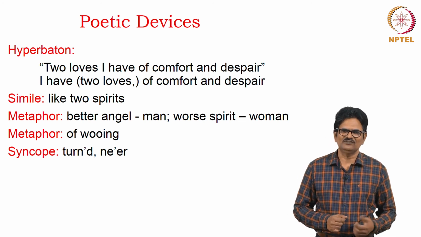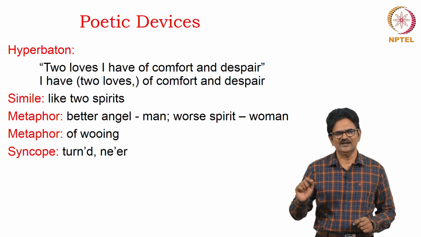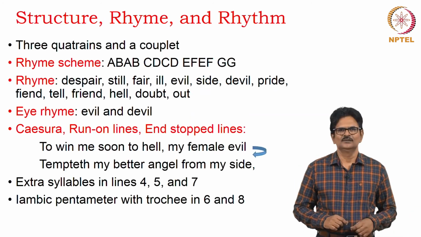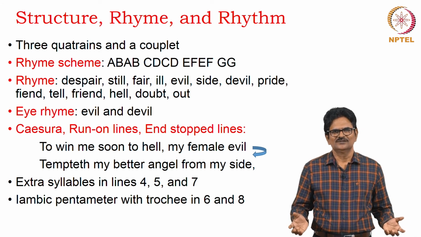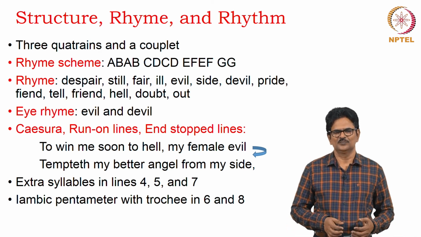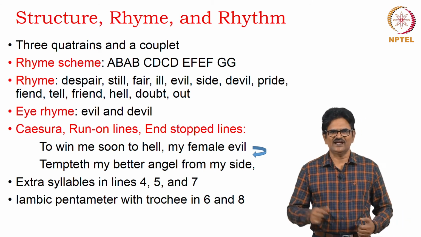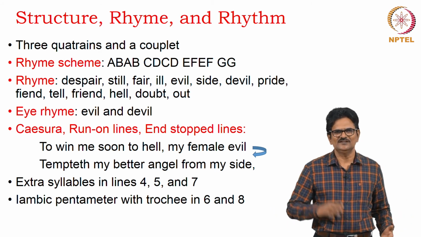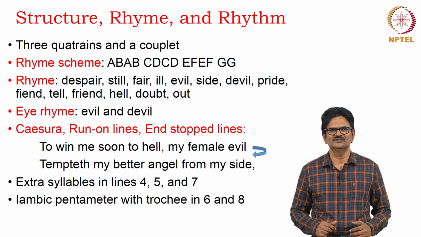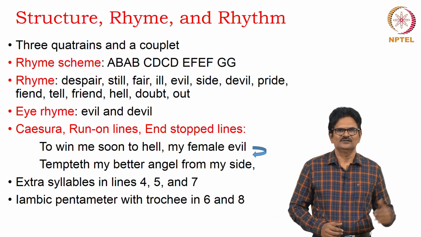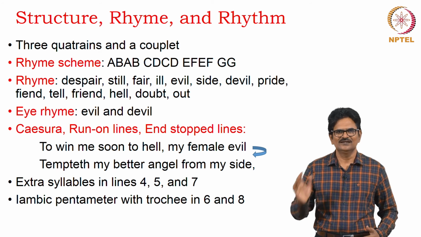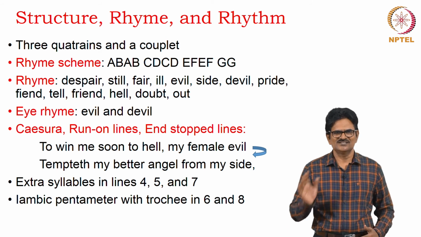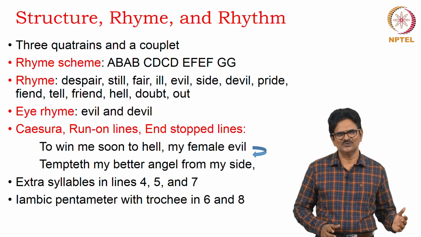Another common device that we find in poems is the syncope, where sounds are omitted, as in turn, ner. We have the common structure of a sonnet in this poem, three quatrains and a couplet. The rhyme scheme is similar: AB, AB, CD, CD, EF, EF and GG. The rhyming words are despair, still, fair, ill, evil, side, devil, pride, fiend, tell, friend, hell, doubt, out.